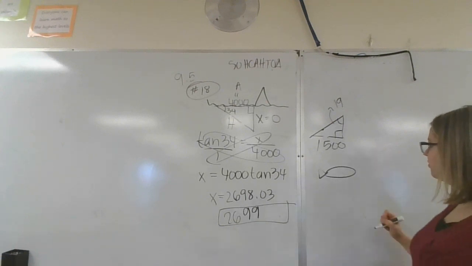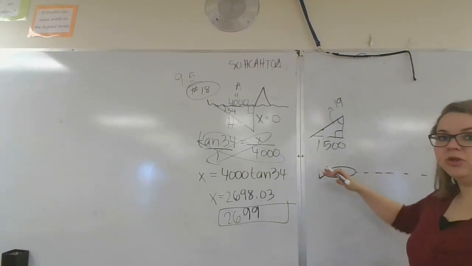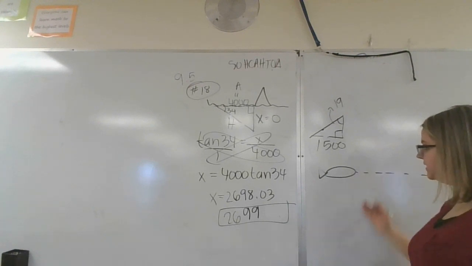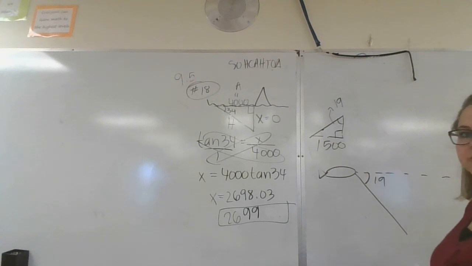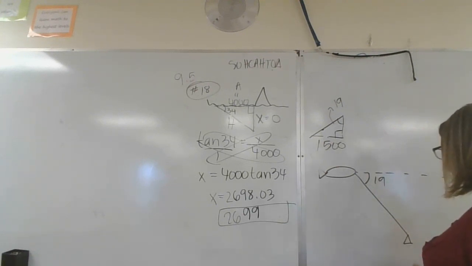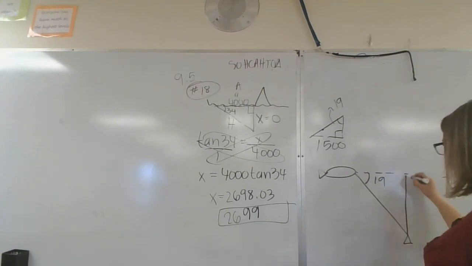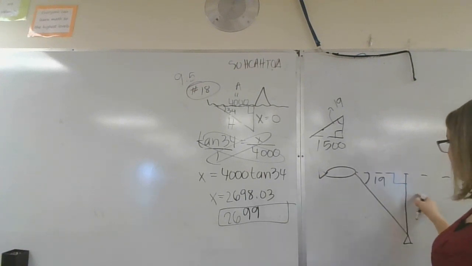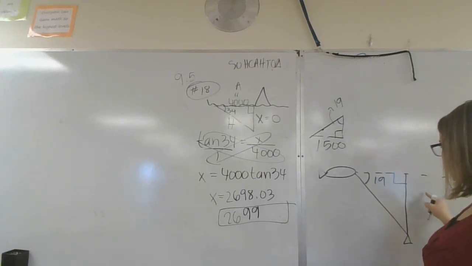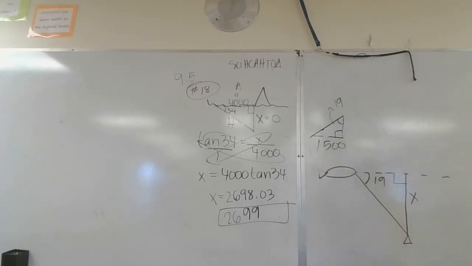Now it says the angle of depression. The angle of depression means if I am looking out, it's the angle I'm looking down at. So here's my angle of depression. This right here is 19 degrees. Now the sunken ship is right here. Here's my sunken ship. And then there's my right angle. So we're looking down at my sunken ship. We want to know what x is right here. Is that right? I don't know.